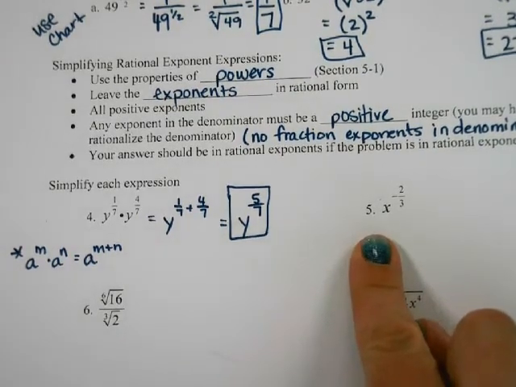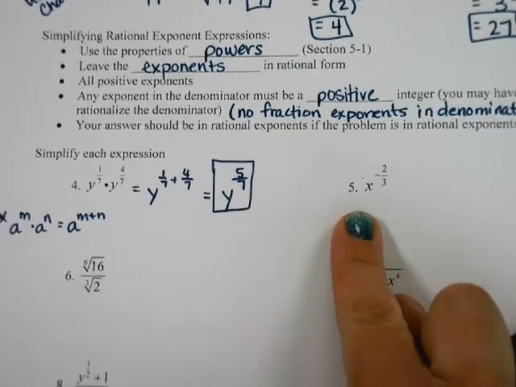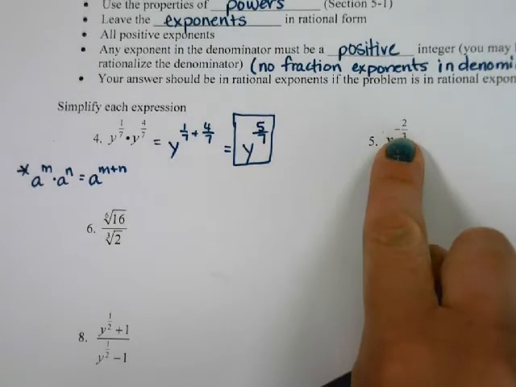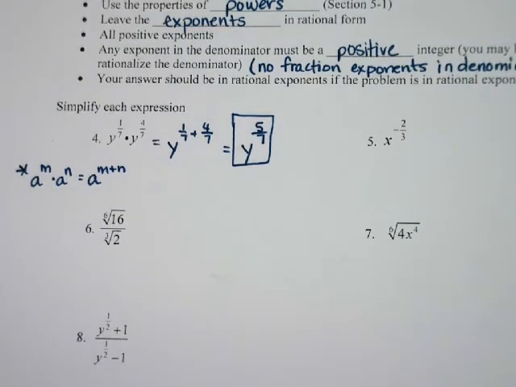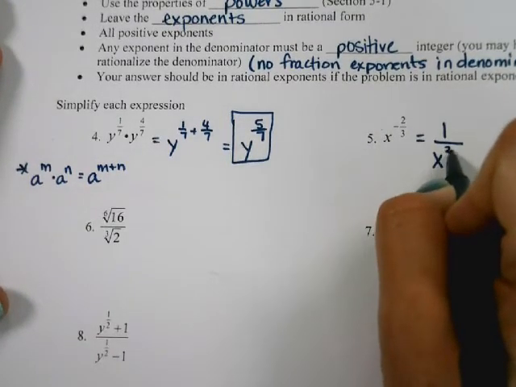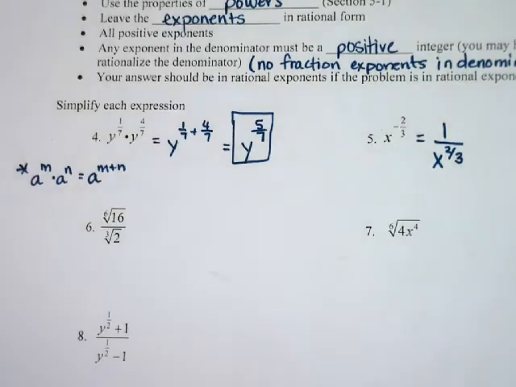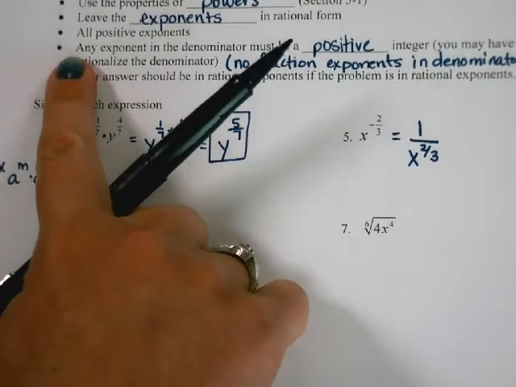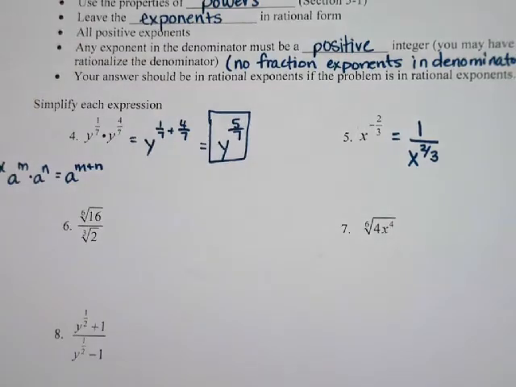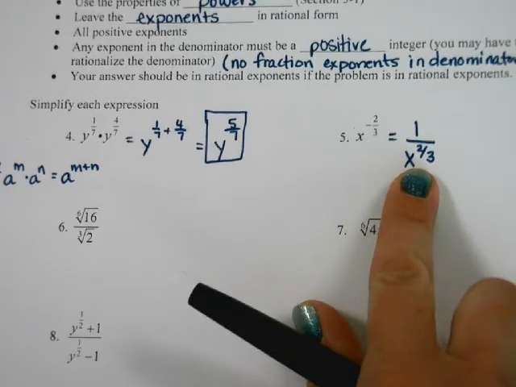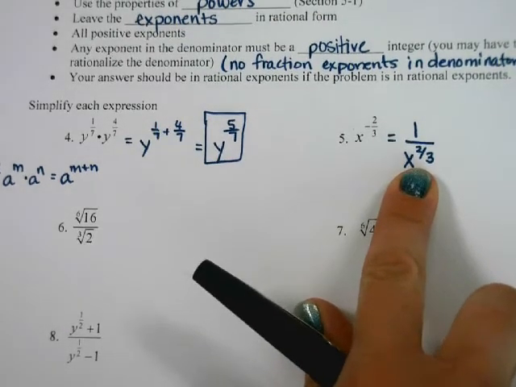Okay, how about number 5 though? I have a negative exponent. Where's he going to go? To the denominator, right? Okay, so this guy becomes 1 over x to the 2/3. This guy right here, though, said any exponent in the denominator must be a positive integer. I can't have fraction exponents in my denominator. Well, right here I have a 2/3. So I have to fix it.